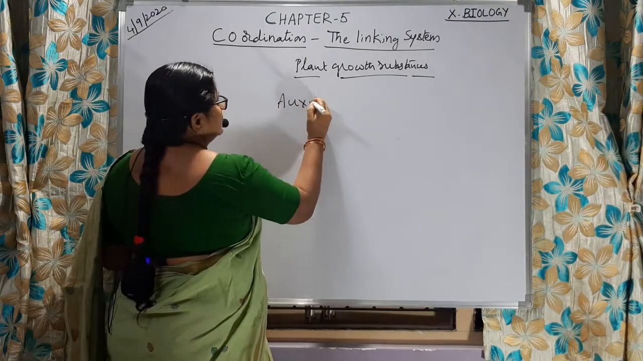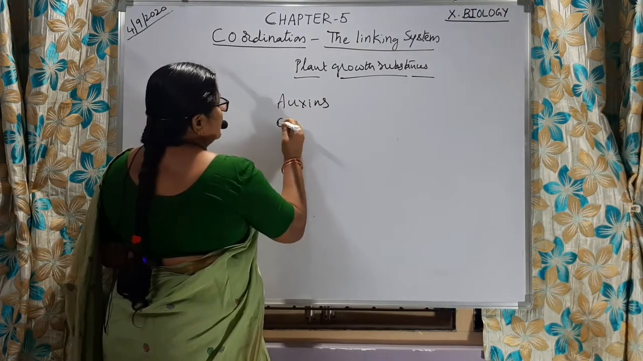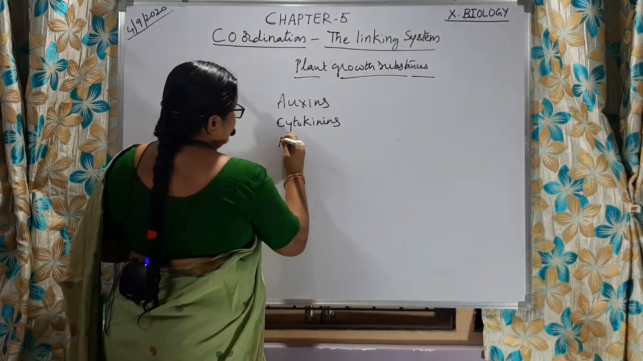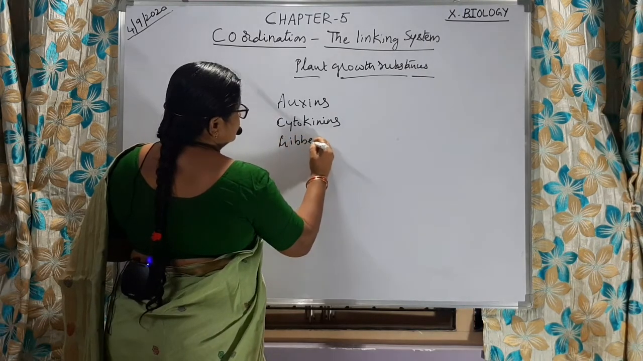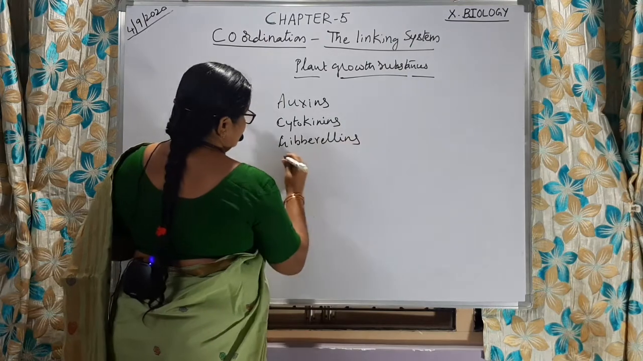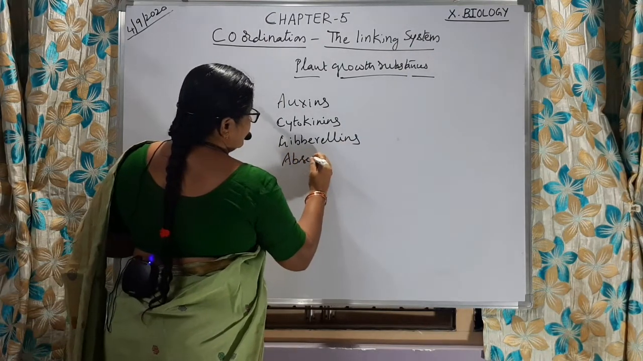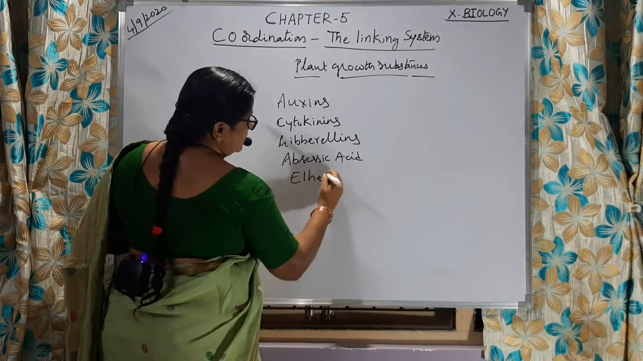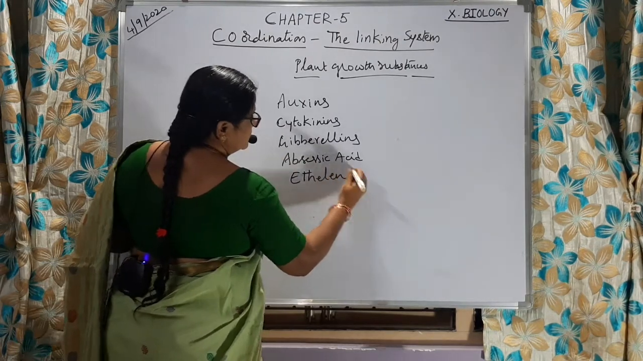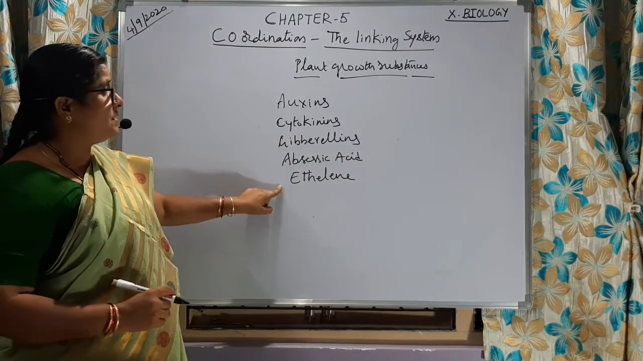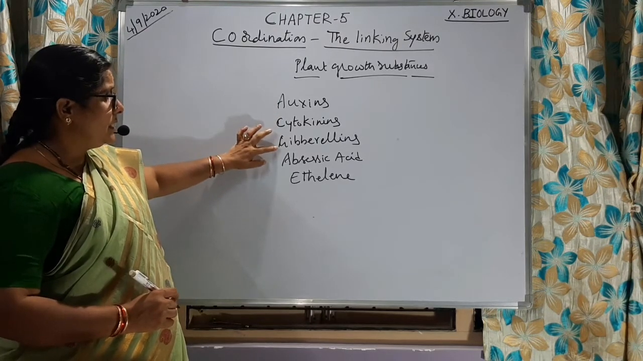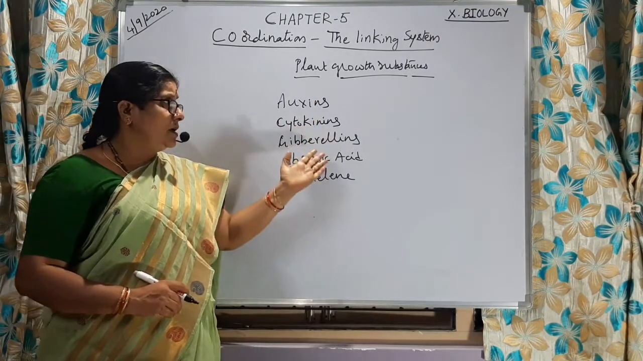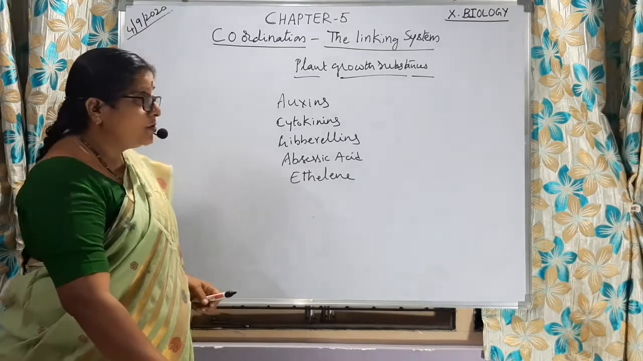Auxins, cytokinins, gibberellins, abscisic acid and ethylene. These are the important plant growth substances. Now in detail we are going to discuss the functions of each and every plant growth substance.